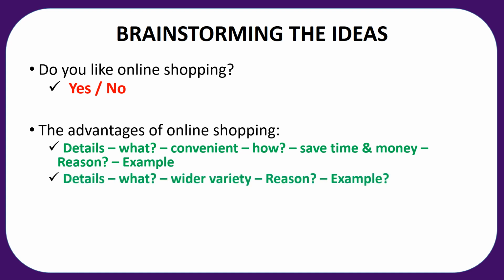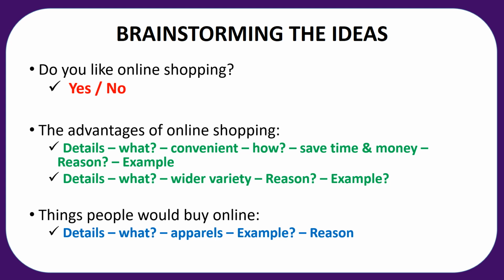The first one, details, right? So now details, because advantages, what is the advantage? The first one is convenient. And then you can further elaborate by asking how. How is it convenient? It saves time and money. And we can give reason or we can give example. And then followed by another detail, which is about wider variety. We can give reason, we can give examples.